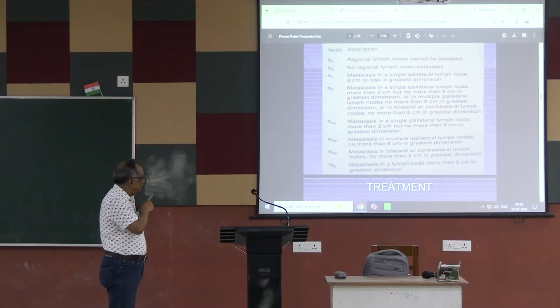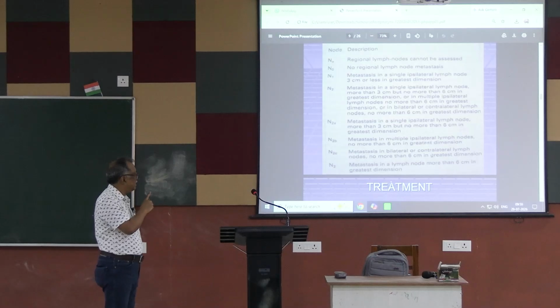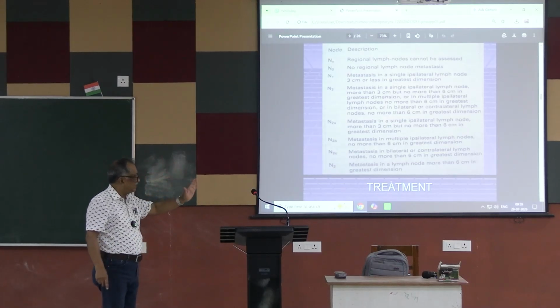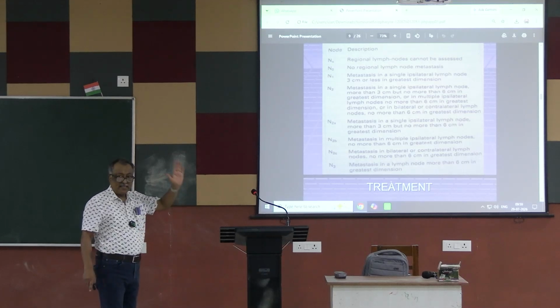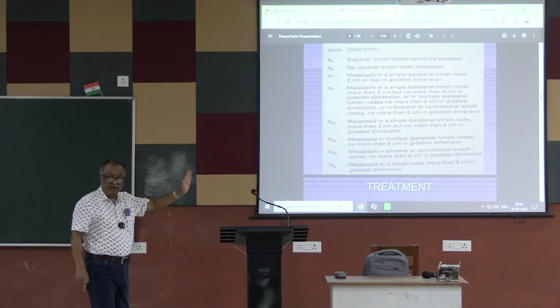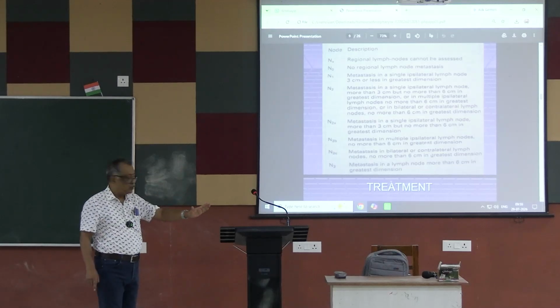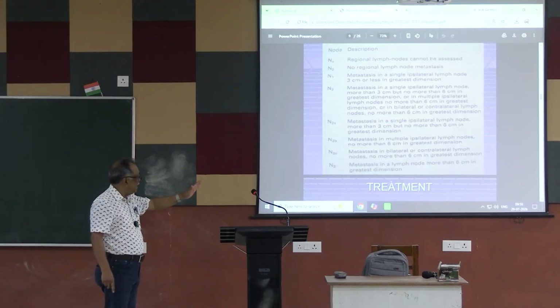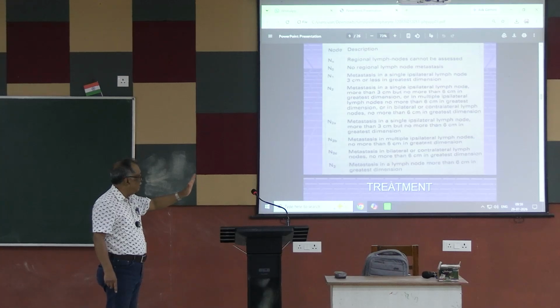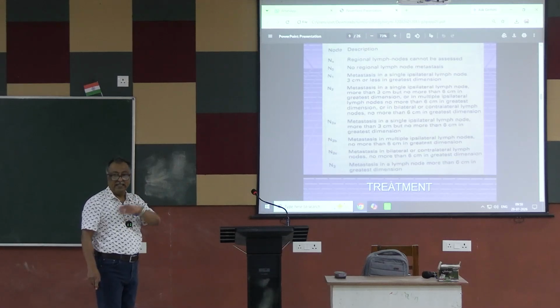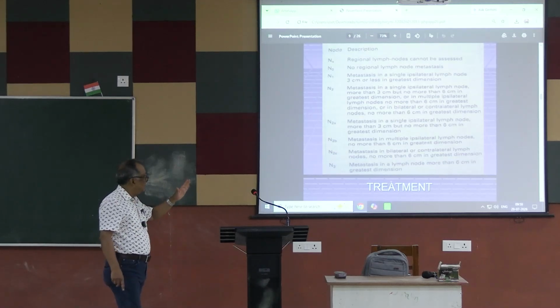And N3, the metastatic lymph node more than 6 centimeter in greatest dimension. That means in case of N2, it is not more than 6 centimeter. When it is ipsilateral, it is N2A. When it is multiple ipsilateral, it is N2B. And N2C is the bilateral or contralateral lymph nodes not more than 6 centimeter, and N3 is above 6 centimeter. That is N.